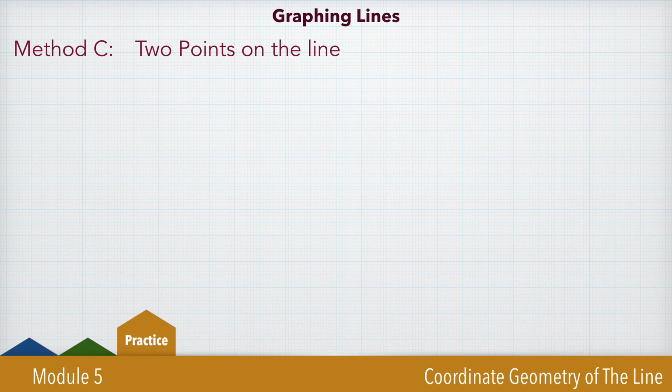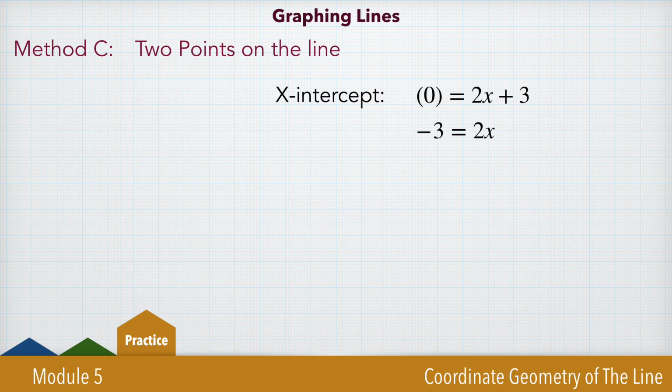Method C uses 2 points on the line. From the equation, we will find the x and y-axis intercepts and use these 2 points to plot the line. The x-axis intercept is the point where the y-coordinate is 0. So substituting 0 for y into the equation and solving for x gives us an x value of minus 3 over 2. Therefore, the x-axis intercept is the point minus 3 over 2, 0.